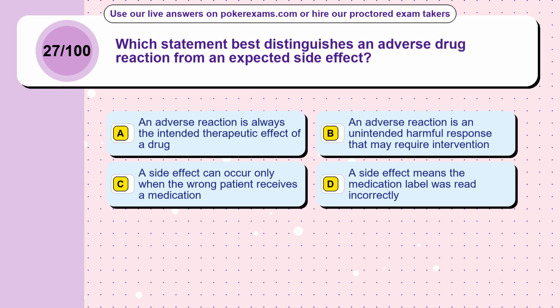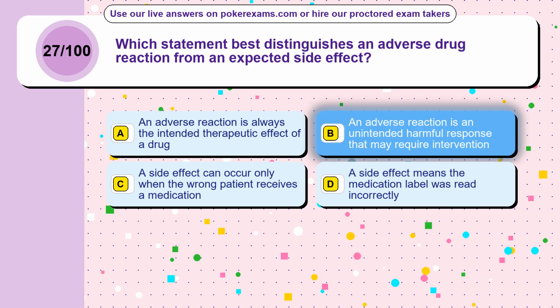Question 27. Which statement best distinguishes an adverse drug reaction from an expected side effect? Option A. An adverse reaction is always the intended therapeutic effect of a drug. Option B. An adverse reaction is an unintended harmful response that may require intervention. Option C. A side effect can occur only when the wrong patient receives a medication. Option D. A side effect means the medication label was read incorrectly.